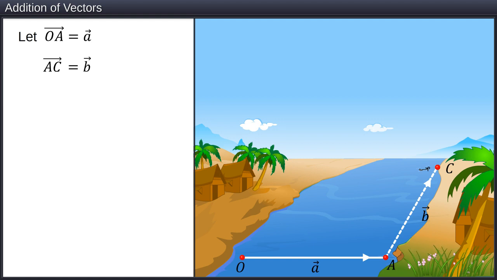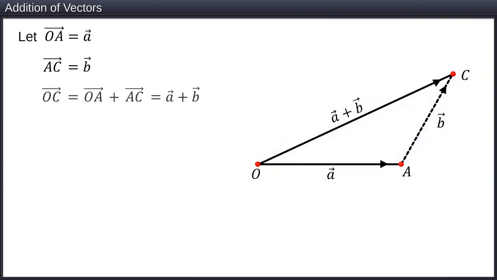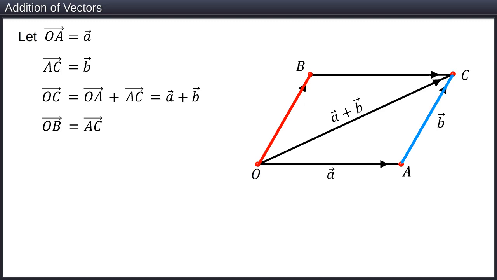The velocity with which the man swims from point O to point C is the sum of velocity vectors A and B. Complete the parallelogram OACB. Since OACB is a parallelogram, vector OB is equal to vector AC. Therefore, vector OB is equal to vector B.